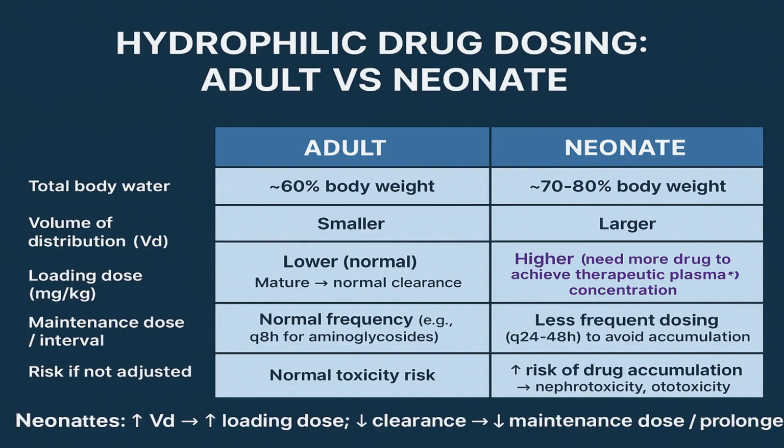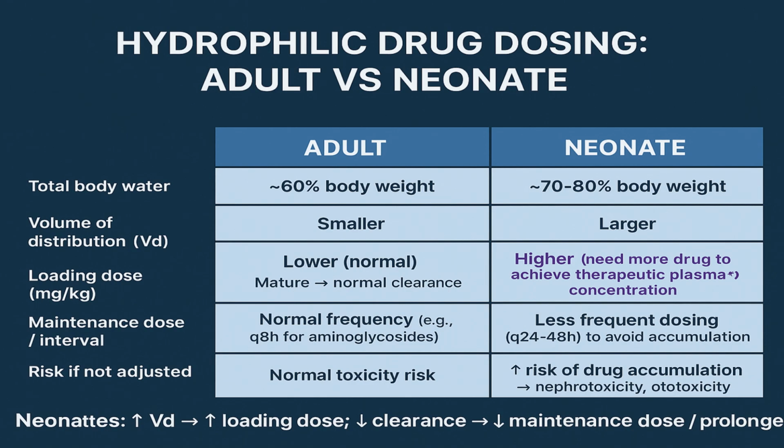Let's start with perhaps the highest risk, neonates. Neonatal pharmacology is a minefield. Almost every ADME process is immature. Let's take distribution. Compared to adults, neonates have a much higher percentage of their body weight as water. Higher total body water. So does that mean a larger volume of distribution for water-soluble drugs?